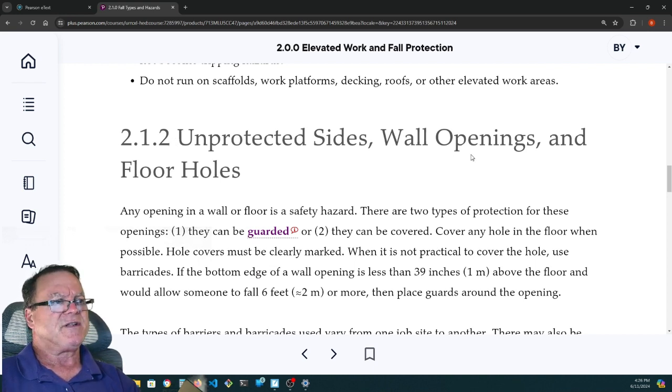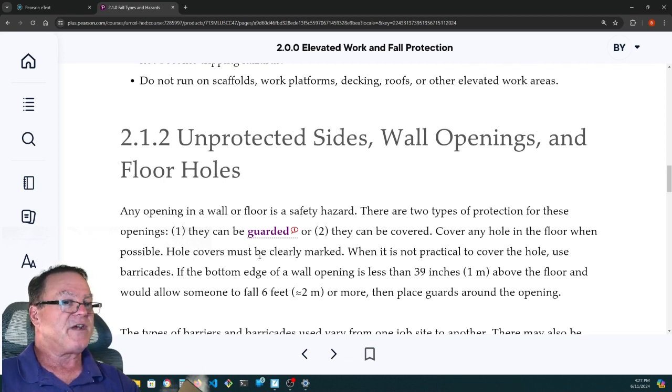2.1.2 Unprotected sides, wall openings, and floor holes. A lot of times falls occur because people are on a floor and they have a false sense of security and they're not wearing a fall harness, a fall arrest system. And they get too close to the edge of the platform or to the landing, the level, and they end up tripping and falling off of the third or fourth or fifth or 20th floor of a building, and they fall to their death. Any opening in a wall or a floor is a safety hazard.